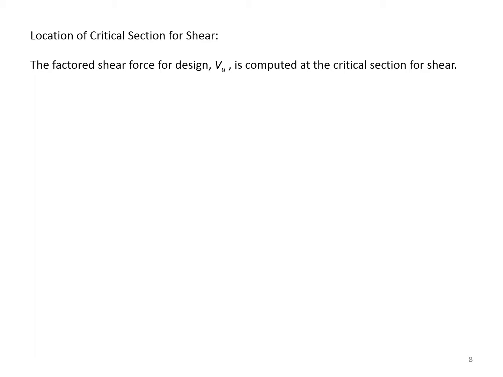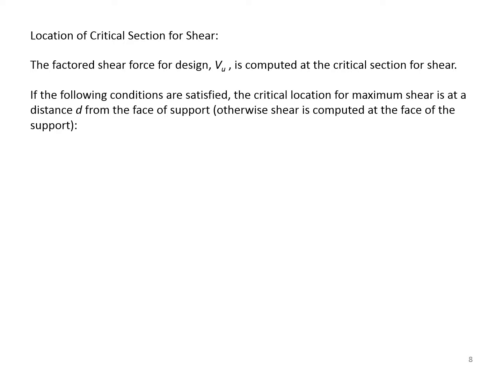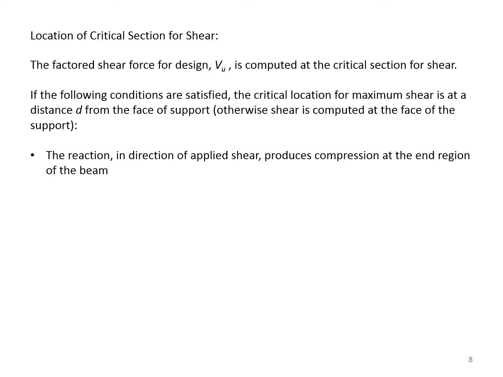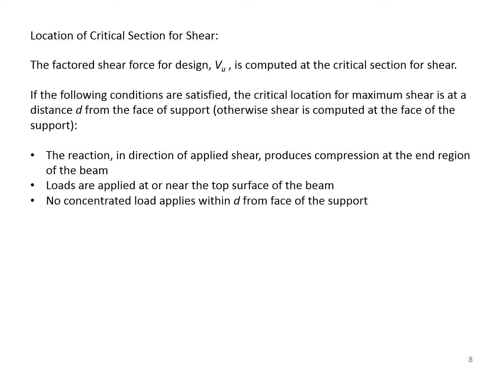Location of critical section for shear. The factored shear force for design, V sub U, is computed at the critical section for shear. If the following conditions are satisfied, the critical location for maximum shear is at the distance d from the face of support, otherwise shear is computed at the face of support. The reaction in the direction of applied shear produces compression at the end region of the beam. Loads are applied at or near the top surface of the beam. No concentrated load applies within d from the face of the support.